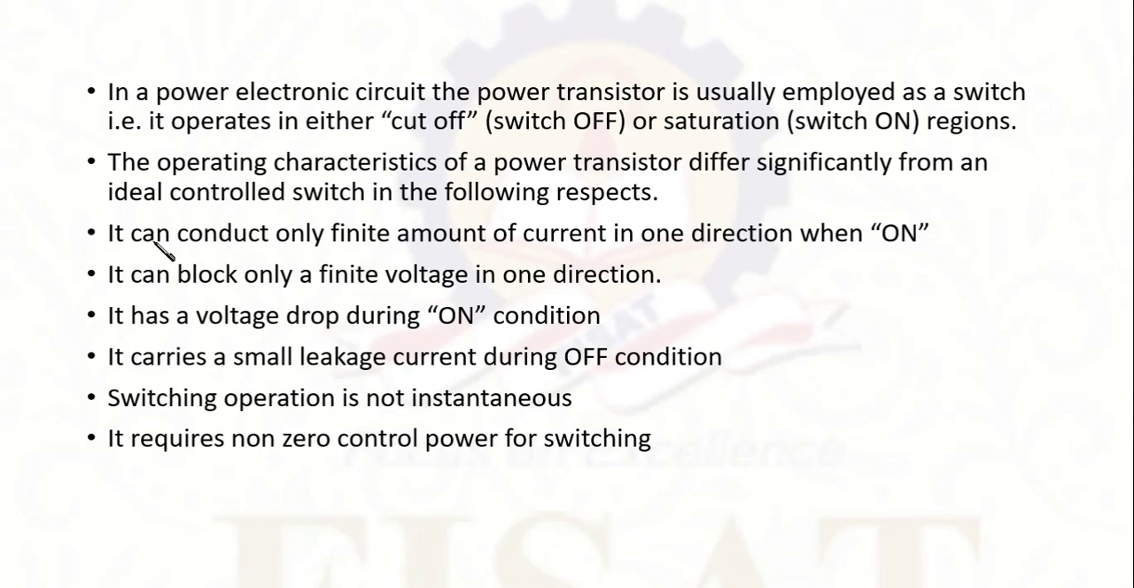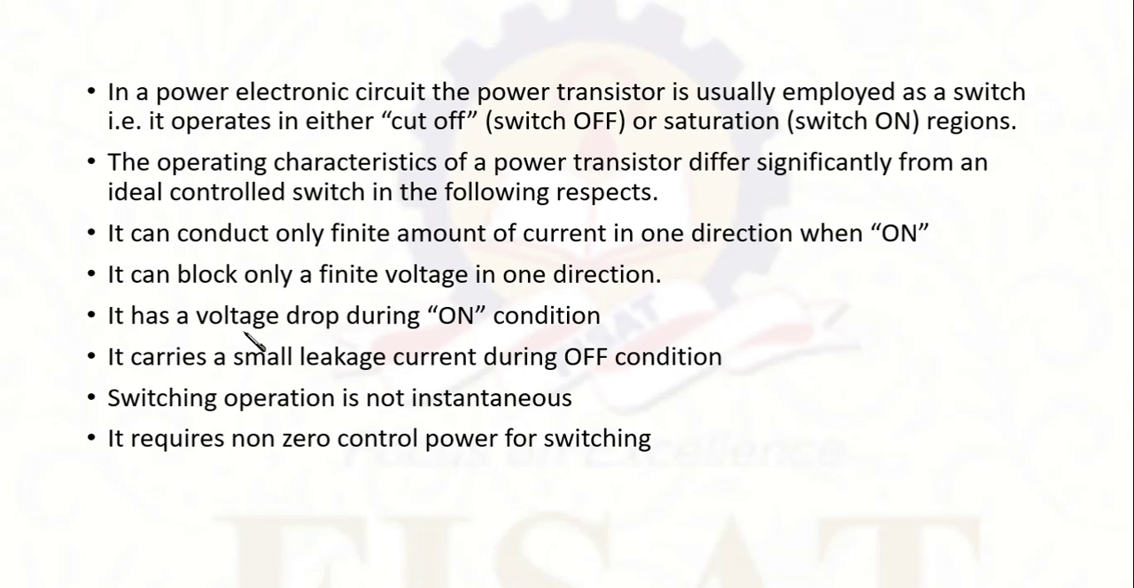It can conduct only a finite amount of current in one direction when it is on. So during the first class, we discussed that for an ideal switch, when it is on, it should conduct infinite amount of current. But that is not the case for a power transistor. Only a finite amount of current is transferred when it is on. And then it can block only finite voltage in one direction. So an ideal switch can block infinite voltage when it is off, but that is not the case for a power transistor.